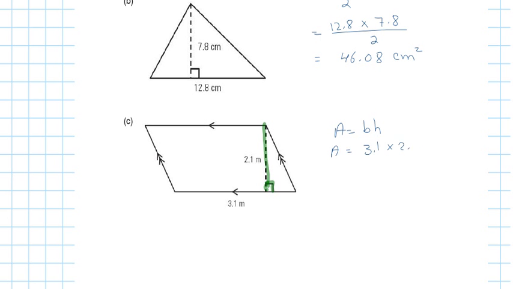I just have to simply multiply the base times the height. What is that? 6 point what? 0.5? What do you get? 6 point what? 51.